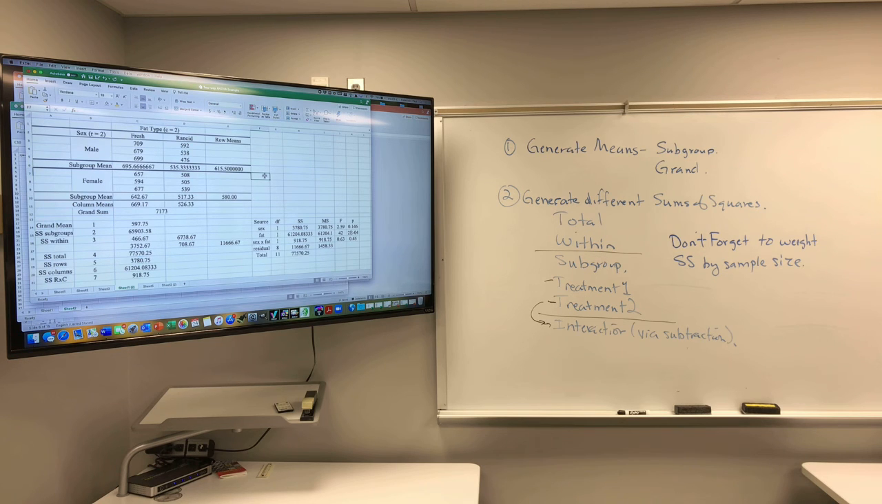Not a problem. Yeah. So if I do the SS subgroups minus the rows minus the columns, I get negative 36,000. Well, that's because something's wrong somewhere. Clearly. Why is your subgroup so much different than mine? Oh, it's because you didn't weight it by sample size. Oh, no, you did weight it by sample size. Wait.